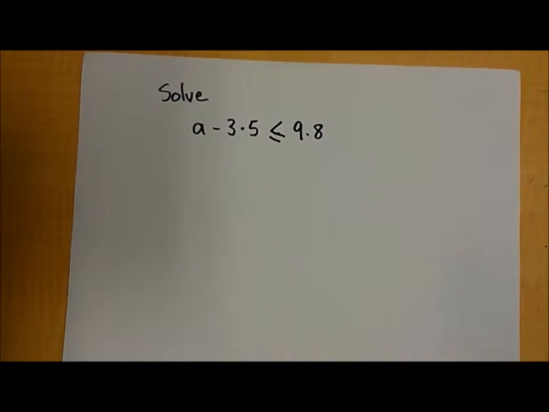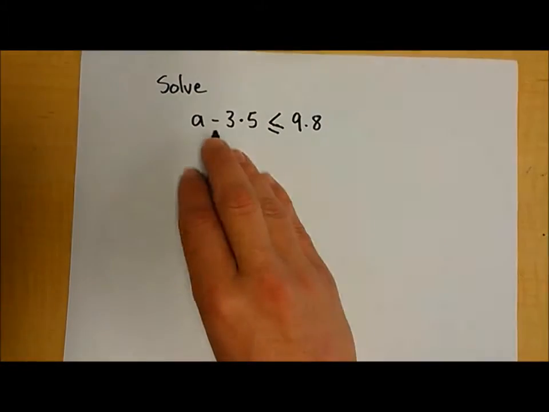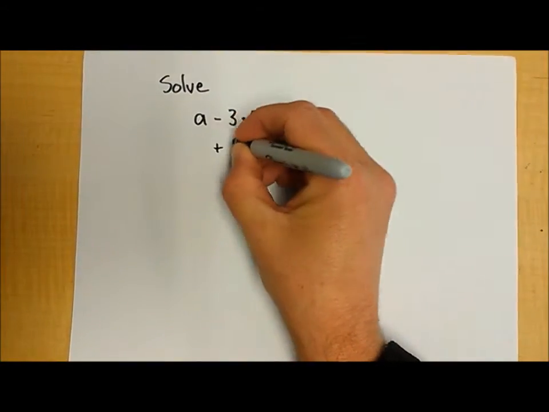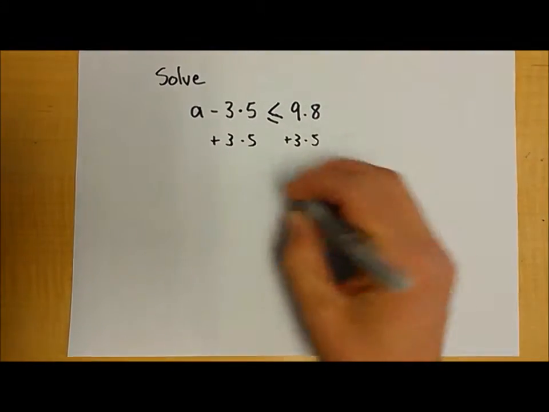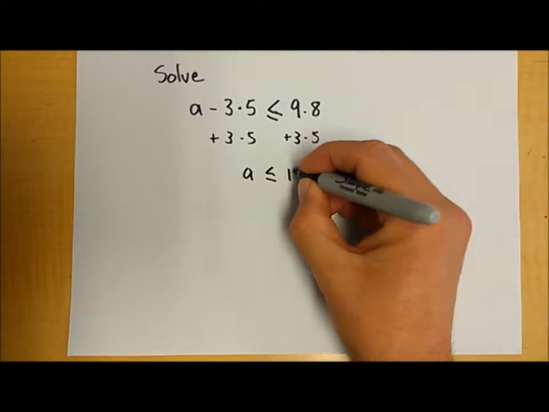And it's just going to be like an equation. This is nice and simple. It's one step. We're just going to keep this less than or equal sign here and keep the balance in it and say the inverse is to add 3.5. So add 3.5 to both sides. So I'm going to get a is less than or equal to, adding that together, 13.3.